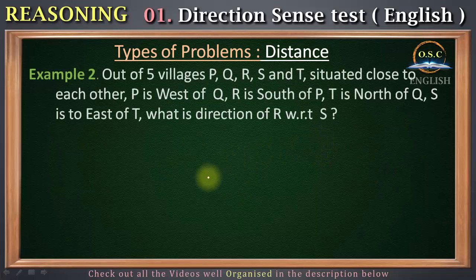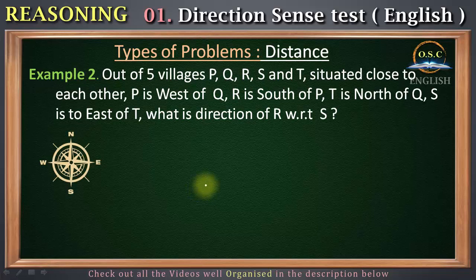Let's look at example number 2. Out of 5 villages P, Q, R, S, T situated close to each other, P is to the west of R, R is to the south of P, T is to the north of Q, and S is to the south of T. In what direction is R with respect to T? Okay, let's first have a map.